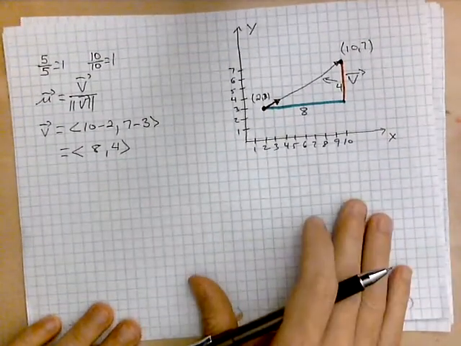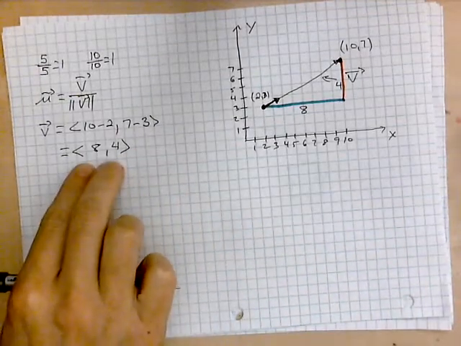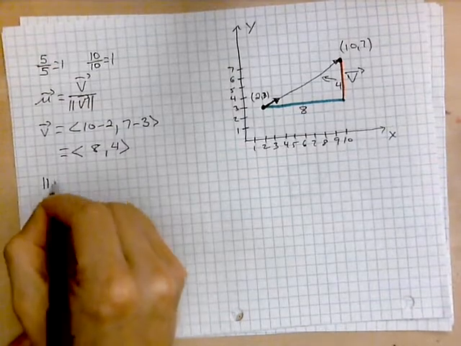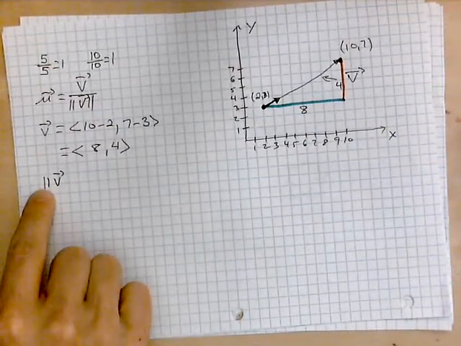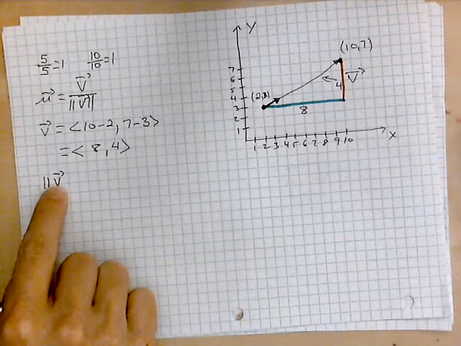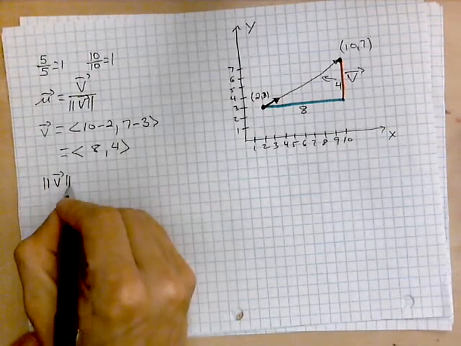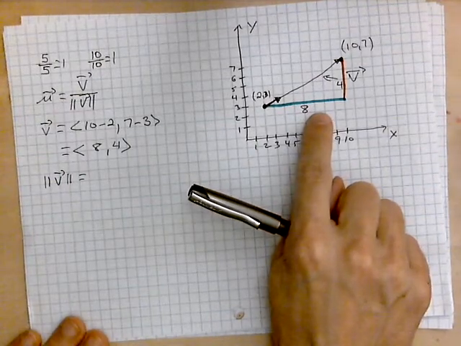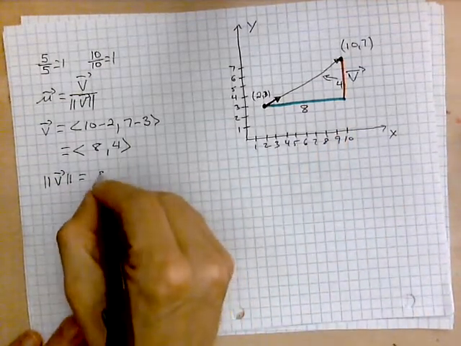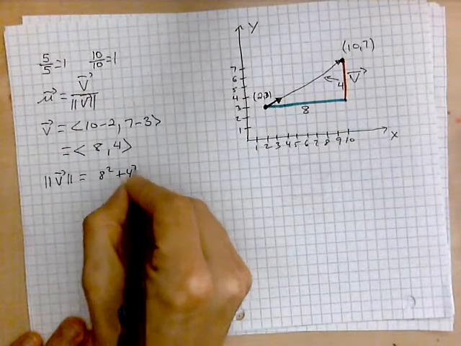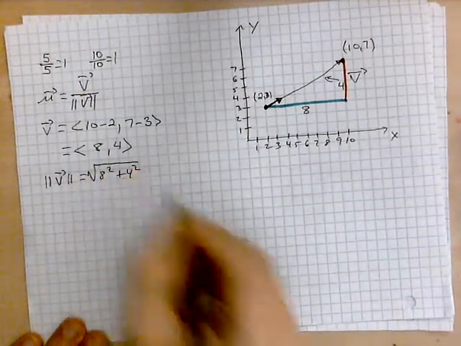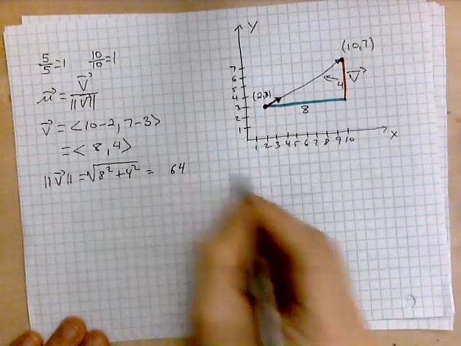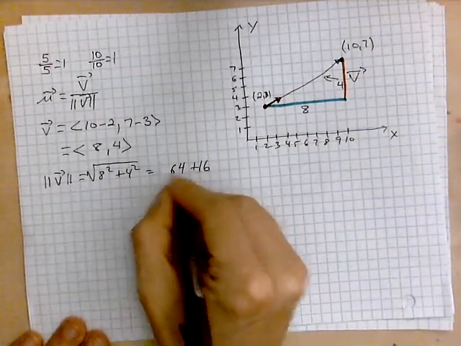So the next step, what we're going to do is this. We will take our vector, we will find its length or its magnitude. So the symbols we use to represent this are double vertical bars on each side of v, with the arrow above it. And of course, as you can see in the picture, this is a triangle, so we apply the Pythagorean theorem. So you have 8 squared plus 4 squared, square rooted, which now gives 64 plus 16.